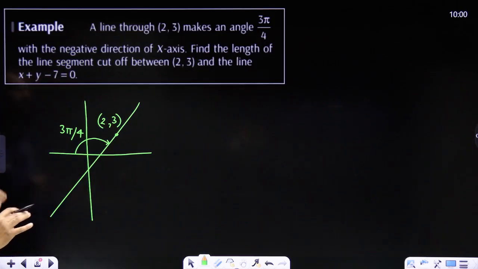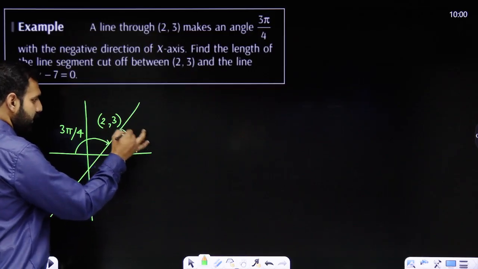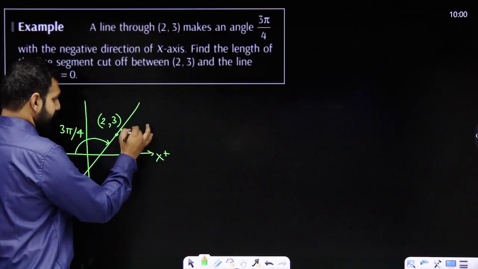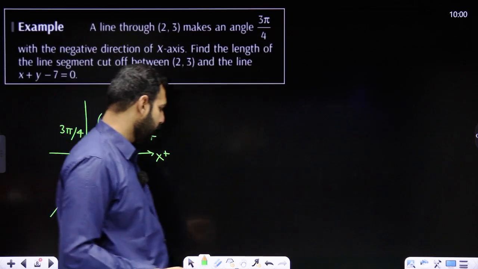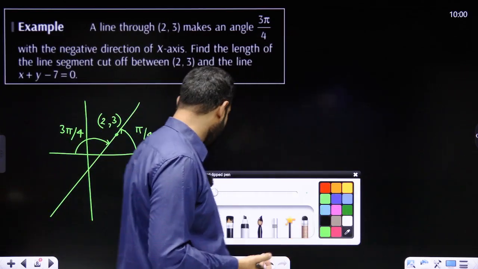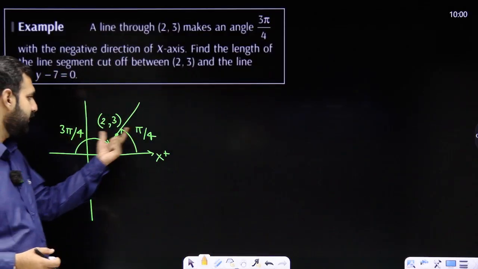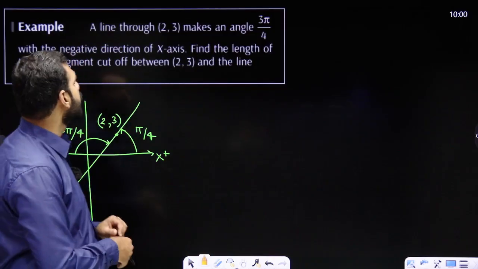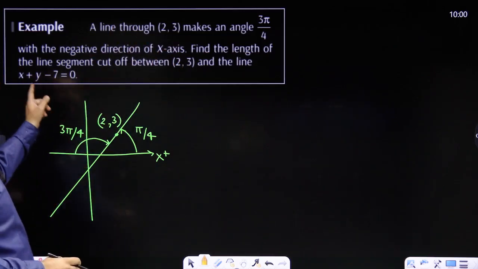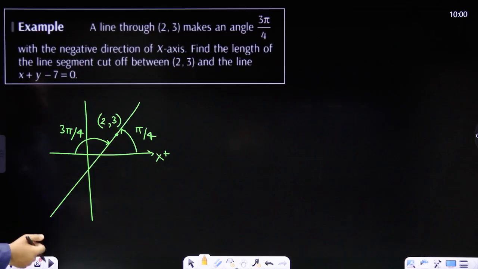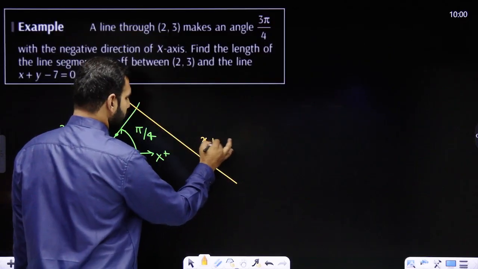So if this angle is drawn with the negative direction of x-axis, the angle made by this line with the positive direction of x-axis is going to be pi by 4. 3 pi by 4 plus pi by 4 is basically pi, right? Basically pi minus 3 pi by 4 I have done. So I can say this is going to be pi by 4, or we all know that this is going to be 135 degrees. This has to be 45 degrees, whatever you wish to use. Now, find the length of the line segment cut off between 2, 3 and the line x plus y minus 7. Again, let's say there is this line x plus y minus 7.